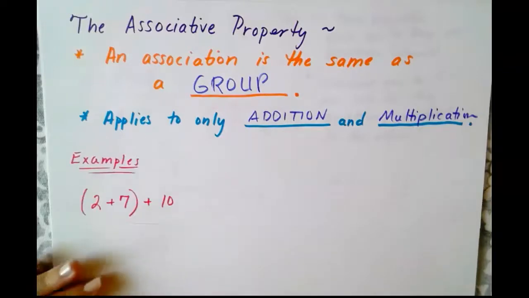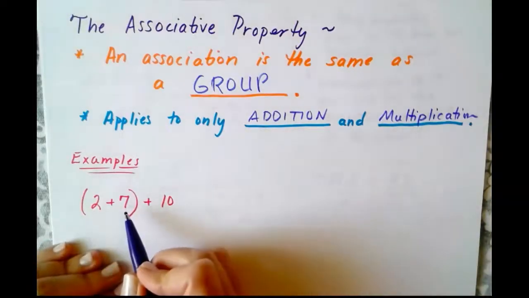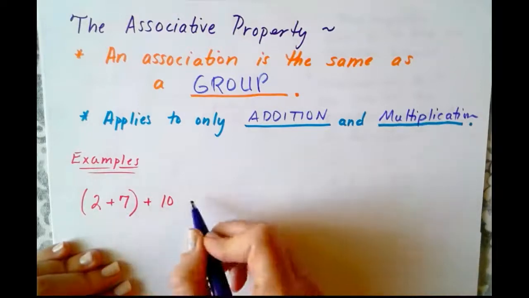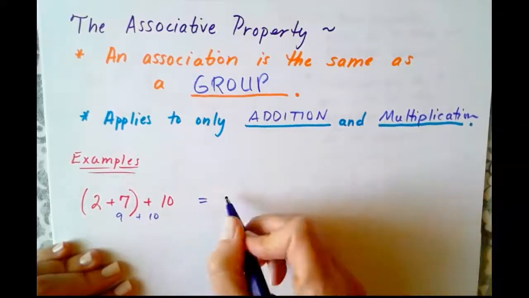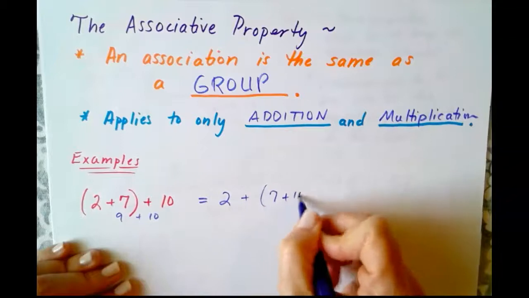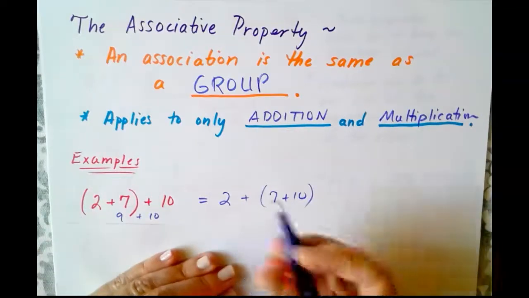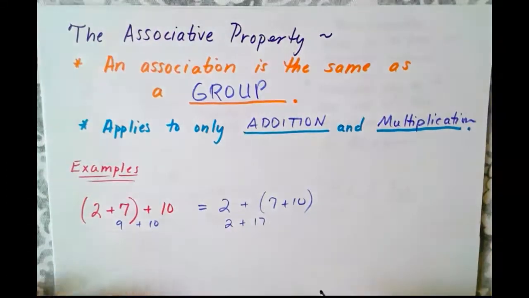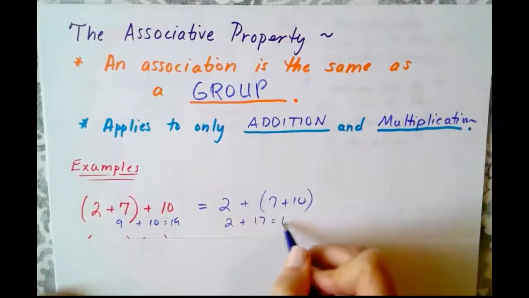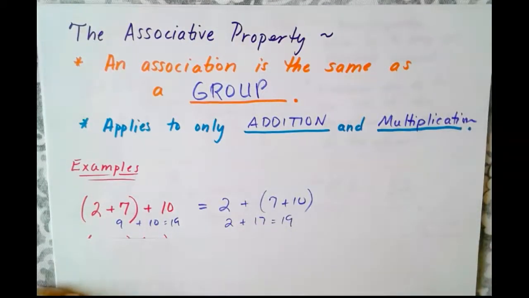Here are some examples. Here we have 2 plus 7 grouped together and then adding to 10. Of course, that would be 9 plus 10, which is 19. What if we change the groupings to 2 plus 7 plus 10? According to order of operations, that would become 2 plus 17, which no matter what, they're both equal to 19. Doesn't matter how we change the grouping, what we group together, it's going to remain the same sum. Notice I did not change the order. 2 plus 7 plus 10, 2 plus 7 plus 10. The order did not change, just the groupings.